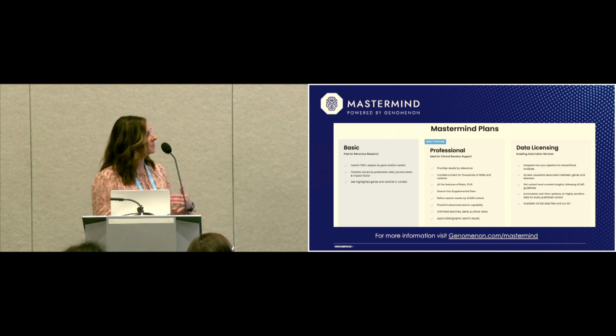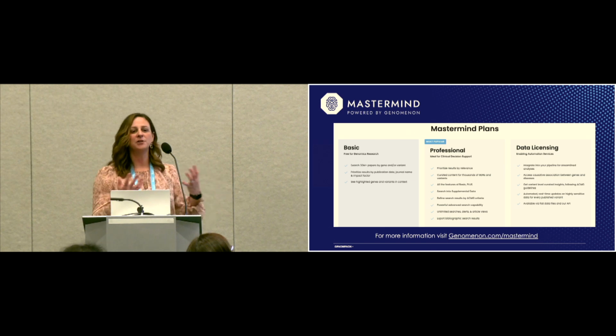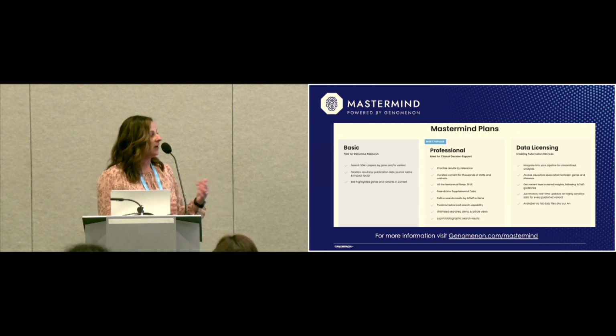And then finally, similar to CKB Flex, there is data licensing as well for Mastermind. So this enables automation services. So again, how can you streamline your workflow? By having the ability to download this data or this curated content, and that's available in a flat data file or API.